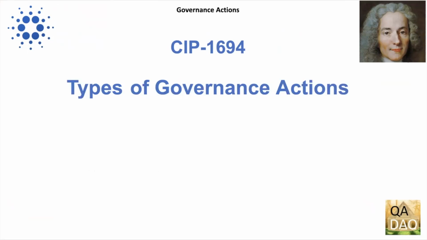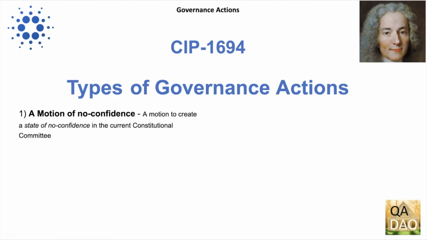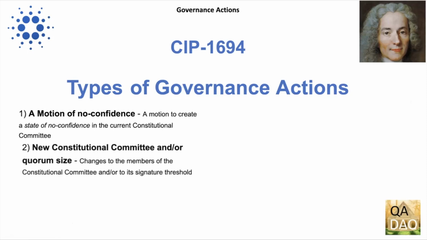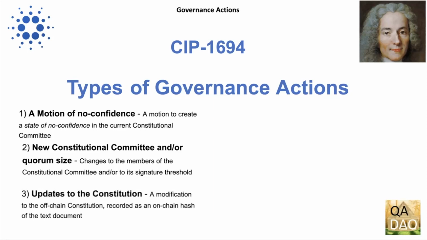Types of governance actions. The range of governance actions are as follows. 1. A motion of no confidence, a motion to create a state of no confidence in the current Constitutional Committee. 2. New Constitutional Committee and/or quorum size, changes to the members of the Constitutional Committee and/or its signature threshold. 3. Updates to the Constitution, a modification to the off-chain Constitution recorded as an on-chain hash of the text document. 4.